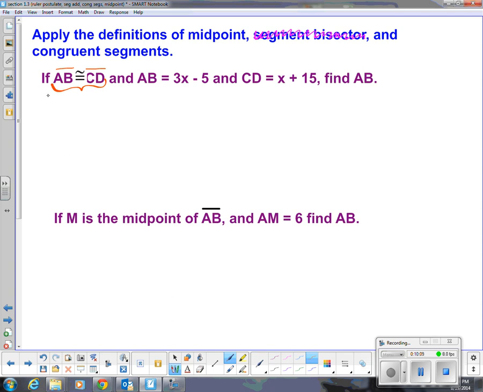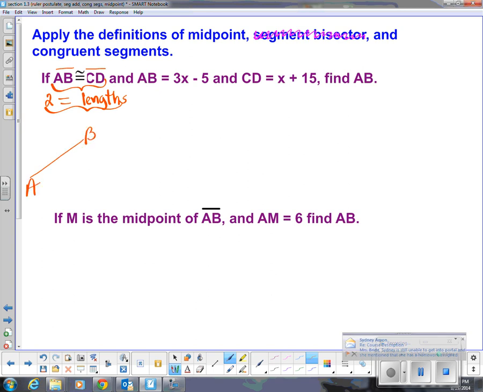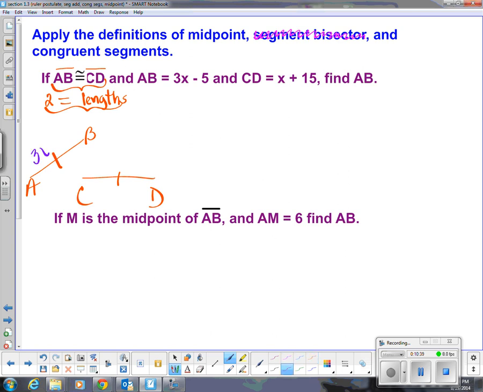What do you see? What are you supposed to find? You're supposed to look for congruent segments means two equal lengths. All right? So based on this information, this tells you how to write the equation. You've got AB. In fact, if you want, you can draw segment AB. You can draw segment CD. And I prefer that you do the drawing. Mark them.